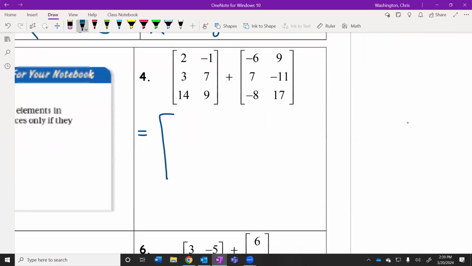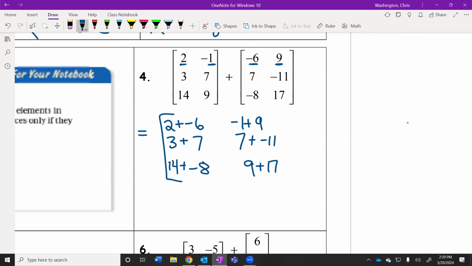But what are we looking at? We're looking at this first row, first column, first row, first column. We're going to add those together, and that is going to go in the first row, first column. We're looking at the first row, second column. We're going to add those together, and that's going to go in the first row, second column. And likewise, we're going to do the second row, first column, and the second row, second column, third row, first column, and third row, second column.